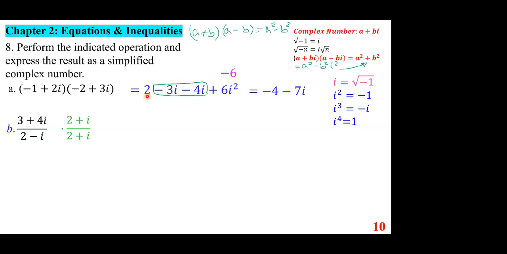So 3 times 2 is 6, 3 times i is 3i, 4i times 2 is 8i, and those two 4i squared. These two, we follow the shorthand. If you can't remember that, of course, you have to go through the process. I hope you remember that. A is 2, B is 1, so 2 squared plus 1 squared. And 4i squared, I'm going to change it to -4.